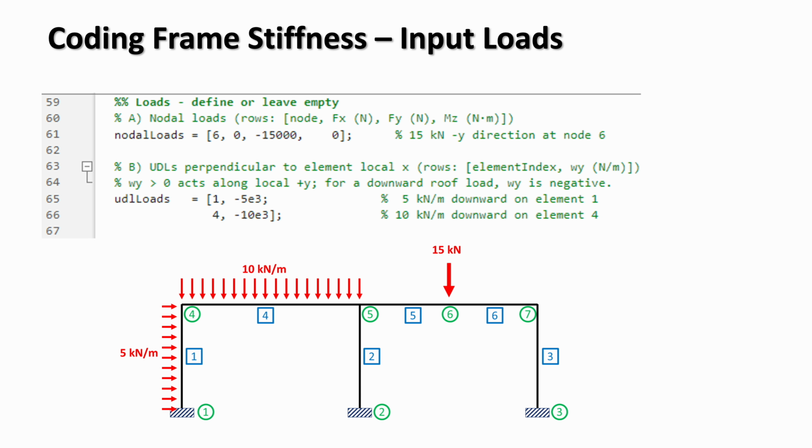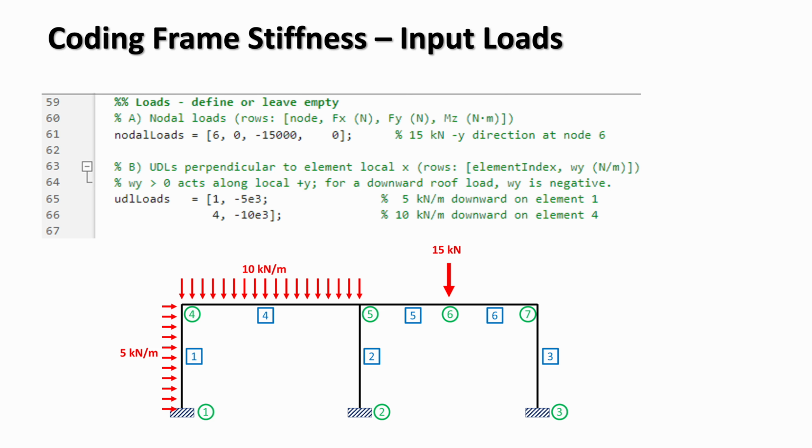Now we define the input loads acting on the frame. Just as with the material and geometric inputs, bringing all loads to one place at the beginning of the script makes the code easier to modify later. There are 2 types of loads in this example: nodal loads, forces or moments applied directly at a node. In this case, we have a single nodal force, a 15 kilonewton downward force applied at node 6.